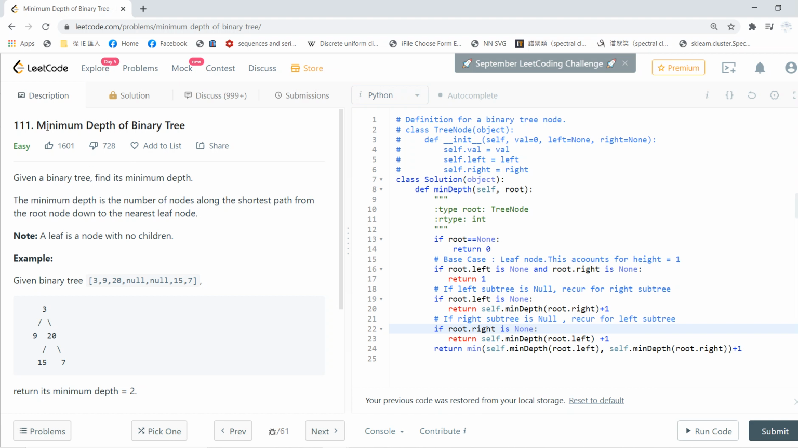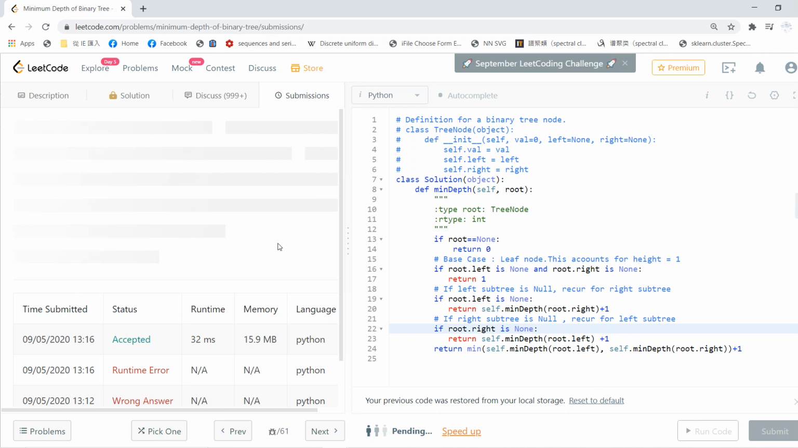Okay, so this is a similar approach as maximum depth of binary tree. I think you should remember these algorithms.